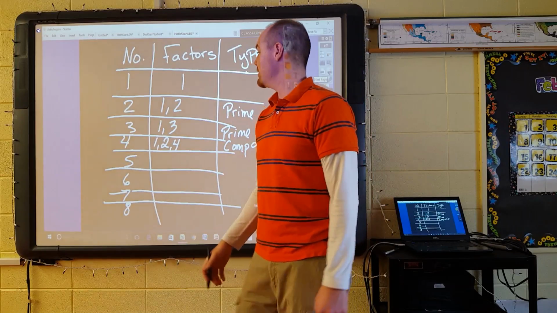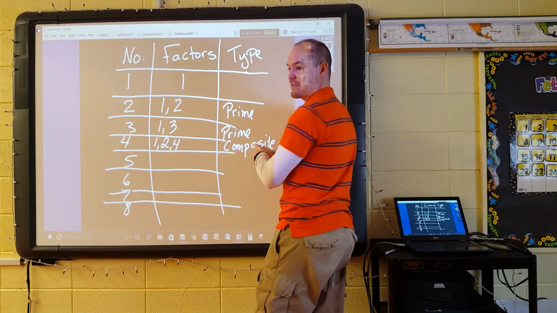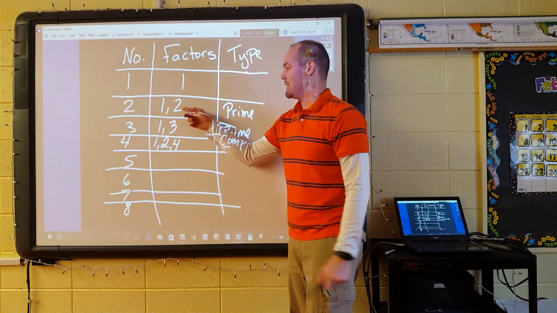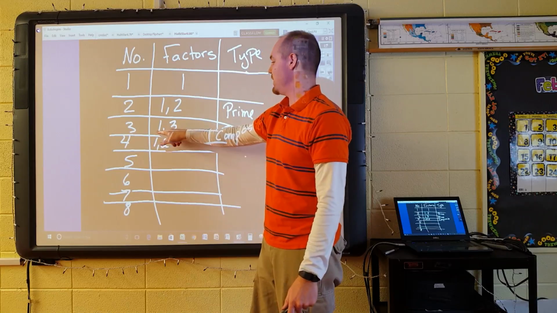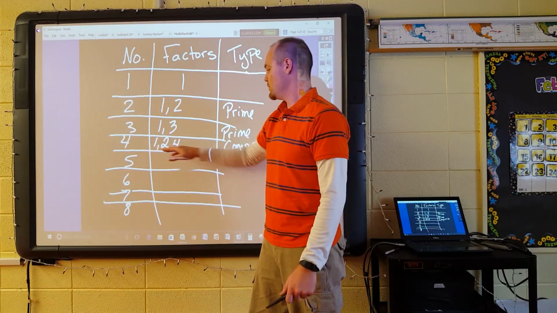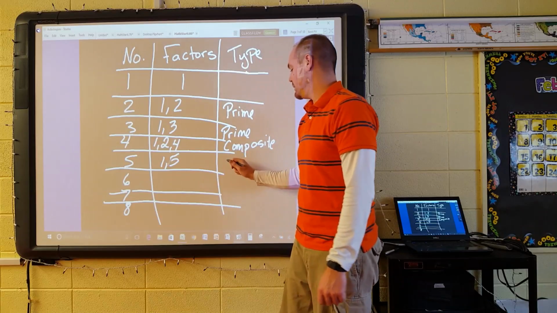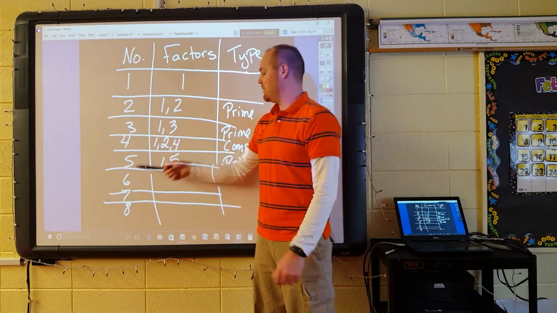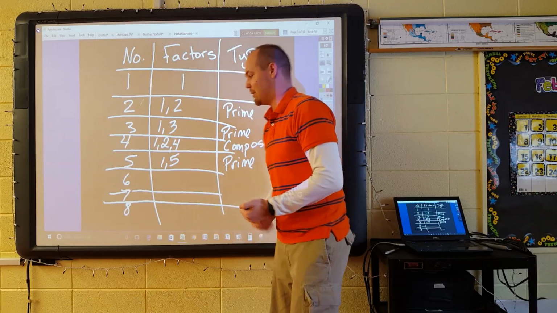On the next page, on 517, they list the numbers. 1 doesn't have a type. It's not prime or composite because it has less than 2 factors. Every number after that we can determine as prime or composite based on how many factors it has. 2 only has 2 factors, 1 and itself. 3 only has 2 factors, 1 and itself. Therefore, both of those numbers are prime. 4, however, has 1, 2, and 4, and that makes it a composite number. And if we wanted to continue, 5 would be prime because it only has 2 factors, 1 and itself. Every even number after 2 will be composite because 2 will go into every single even number.